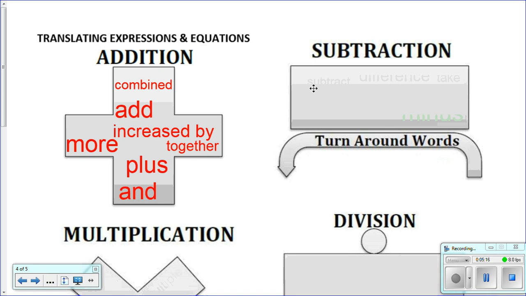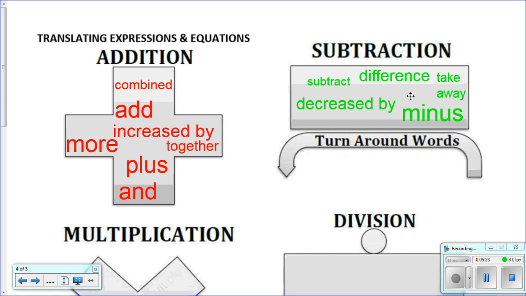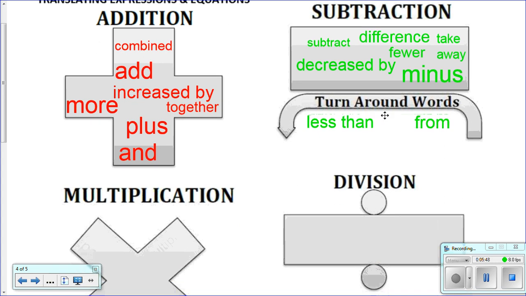Okay. Subtraction could mean subtract, difference, take away, minus, decrease by, fewer. I think that's it. Now there's also turnaround words for subtraction, which means the way it's written in words, you have to turn it around to put it into math. Okay? So when I say 4 is less than 6, that really means 6 minus 4. You have to flip it around. Or from, 4 from 6 means 6 minus 4. Okay? Those are turnaround words. Fewer than, 4 fewer than 6 means 6 minus 4.